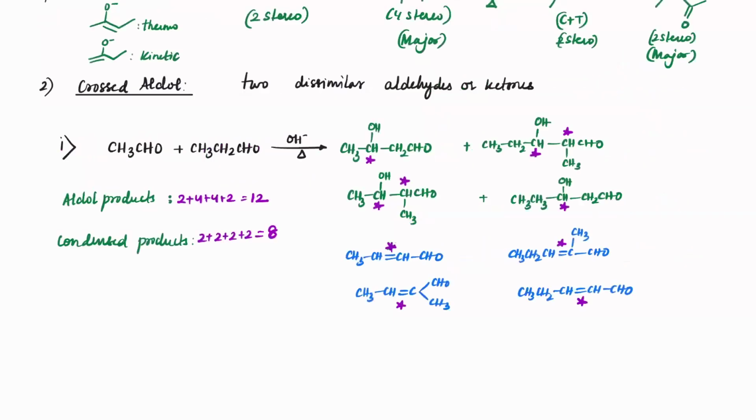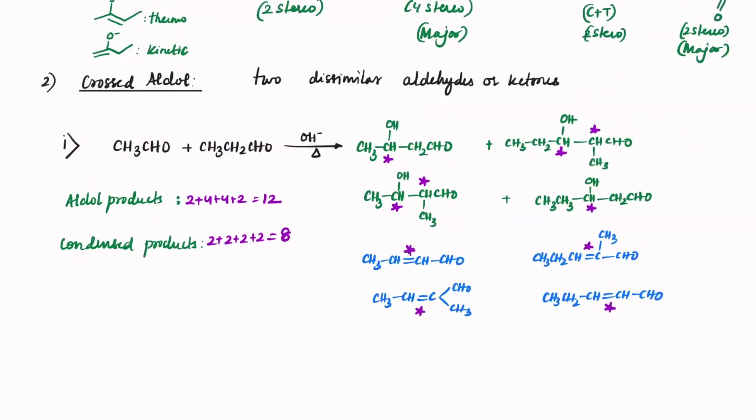So guys, whenever you have this kind of case where the cross aldol needs to be found out, you just need to check out how many chiral centers and how many double bonds are present. Okay.